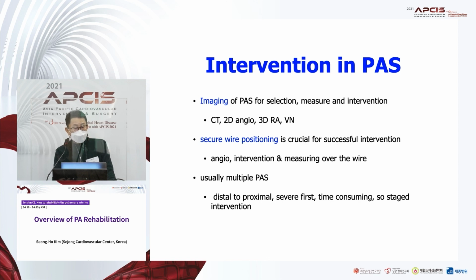I would like to point out two important things in intervention for pulmonary stenosis. The first is imaging of the pulmonary stenosis for selection, measurement, and intervention. The second important thing is secure wire positioning. Pulmonary stenosis is usually multiple, so we usually treat the distal and severe one first, and then the proximal and less severe one next. So it is a very time-consuming procedure. Therefore, we need a staged intervention.